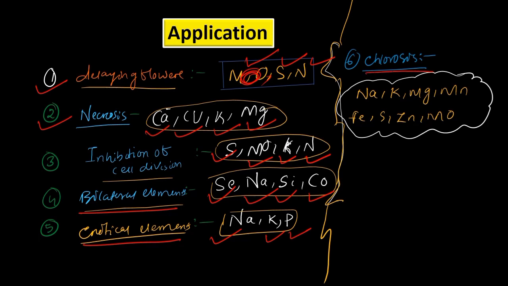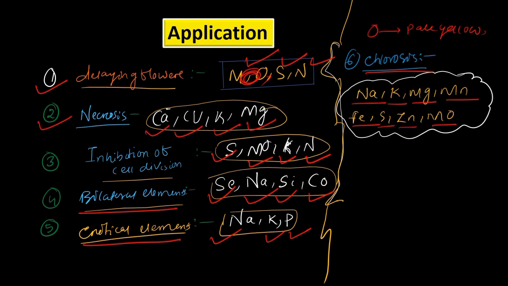Next concept is chlorosis. So what is chlorosis? Chlorosis is when the green color of the plant converts into pale yellow due to the degradation of chloroplast. If the chloroplast degrades in the green leaf, it causes a change in color. Morphologically we see the color change from green to pale yellow. Different nutrients or minerals are involved: sodium, potassium, magnesium, manganese, iron, sulfur, zinc and molybdenum.